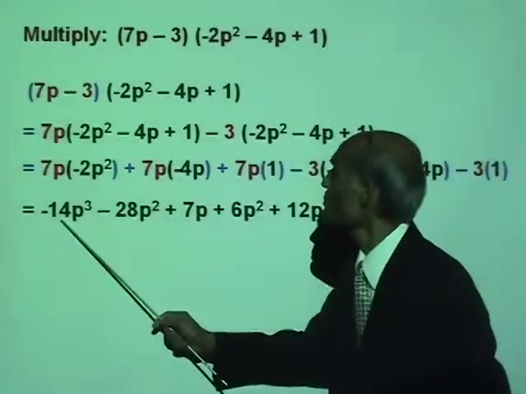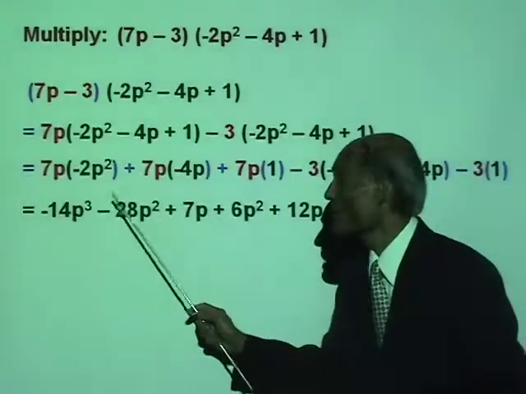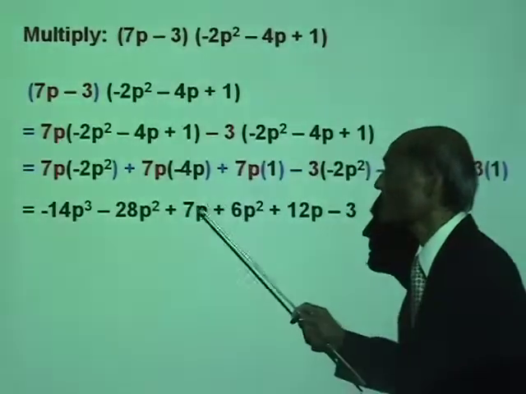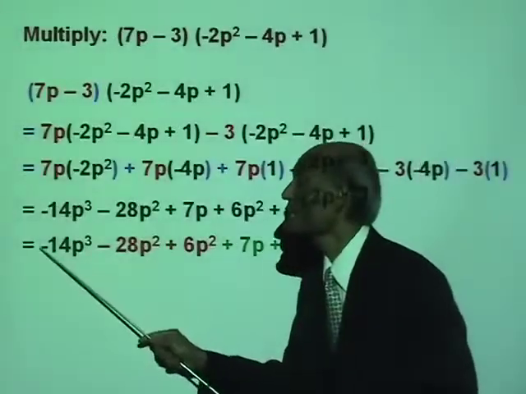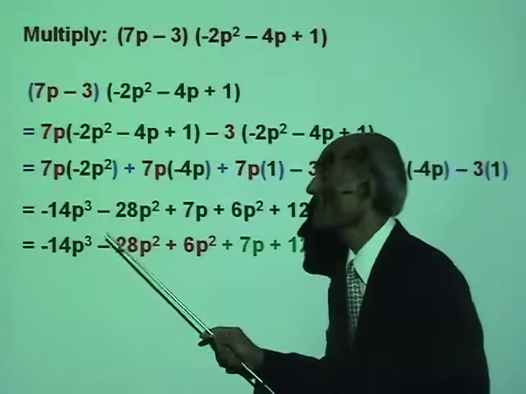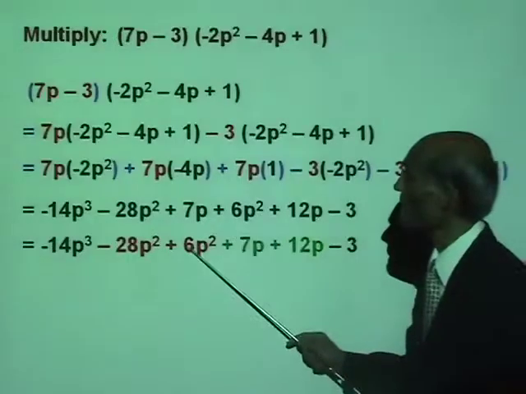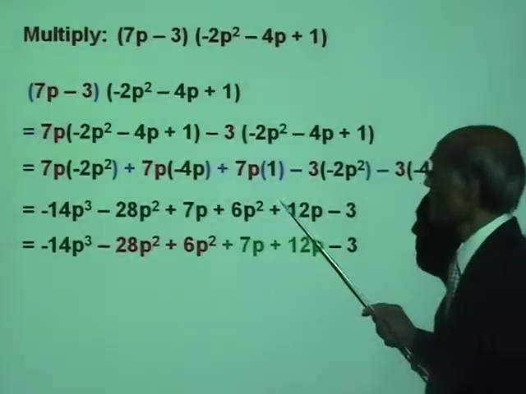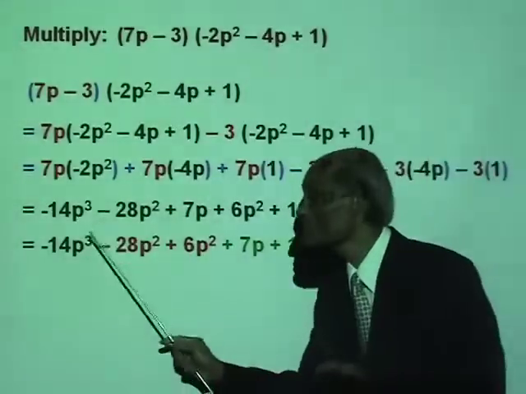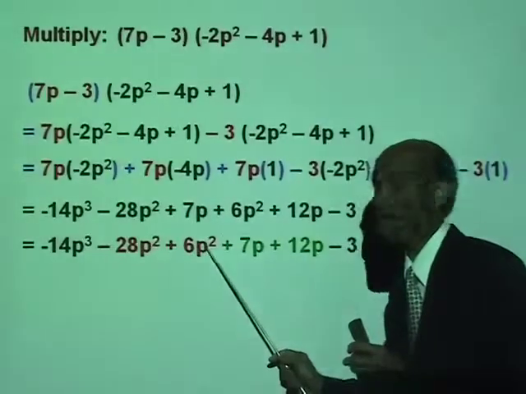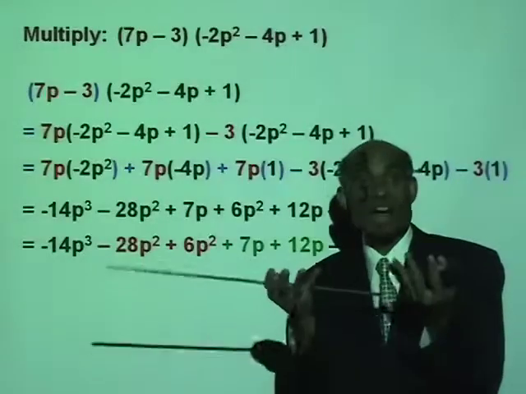Okay, you can now combine like terms. The first term is in p cubed. Now we write the terms in p squared. Then collect the terms in p and so on. So that will be negative 14p cubed minus 28p squared plus 6p squared plus 7p plus 12p minus 3. We collected terms in p cubed, p squared, p and the number. They are all like terms, so we can now combine them.